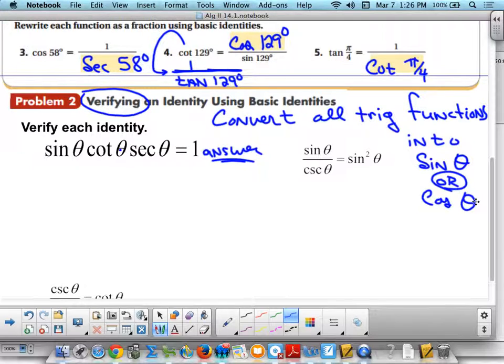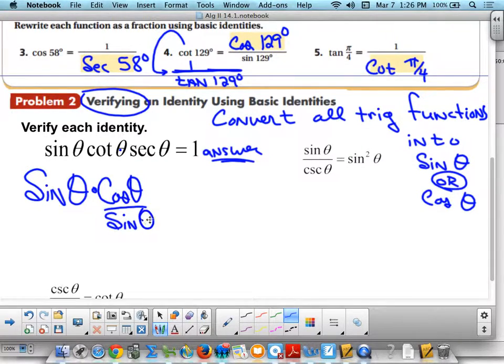Okay, what about this? Cotangent. I don't want cotangent. So we're going to write sine of theta, right? Times what? Cosine over sine. Times secant. Don't want secant. 1 over cosine. So now everything is in either sine or cosine, and this problem is asking us to take sine over 1, times cosine over sine, times 1 over cosine, and multiply 3 fractions.